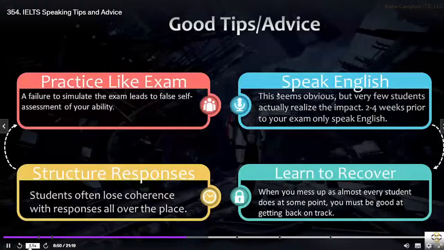And finally, learn to recover. What I mean by learn to recover is everybody messes up sometimes. Everybody does. Even when I'm practicing, I might mess up. But what you have to be able to do is you have to recover quickly. If you think about how you just messed up, you're going to mess up on the next question.